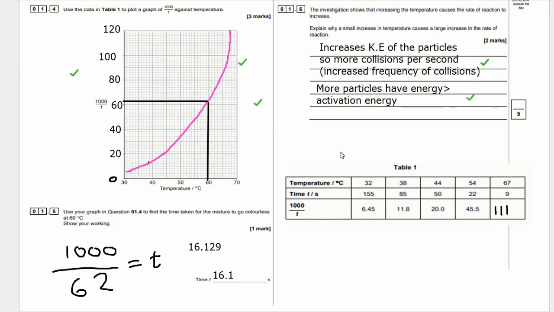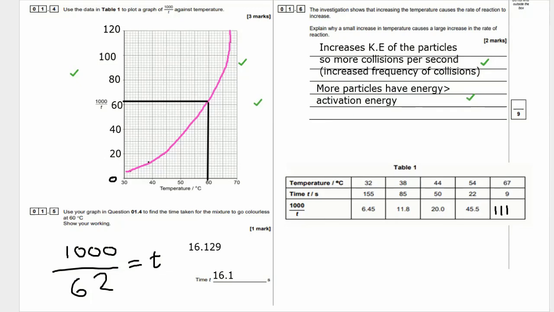So temperature increases the proportion of the particles, or sorry, increases the amount of the particles. I'm using the word proportion incorrectly there. It increases the amount of the particles that have energy greater than the activation energy, but it also increases the frequency of collisions. So it's got a twofold attack on increasing the rate of reaction. And that's the end to the first question.